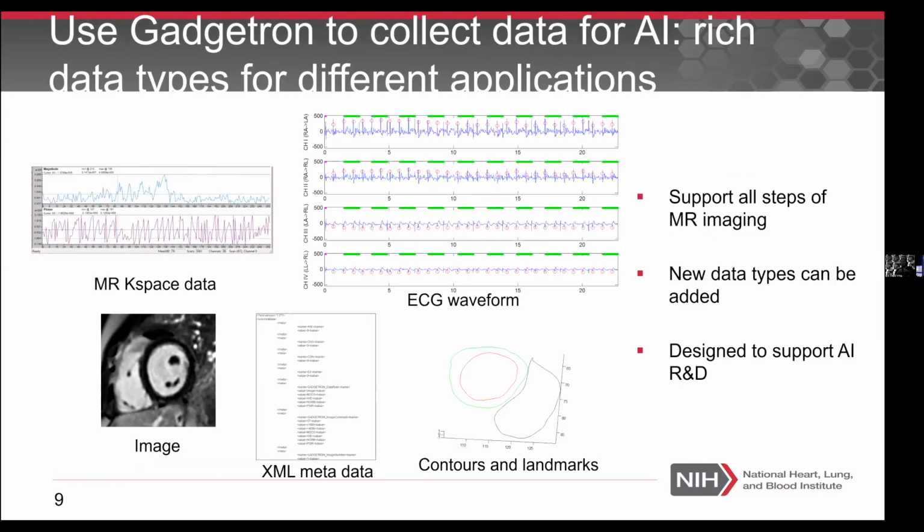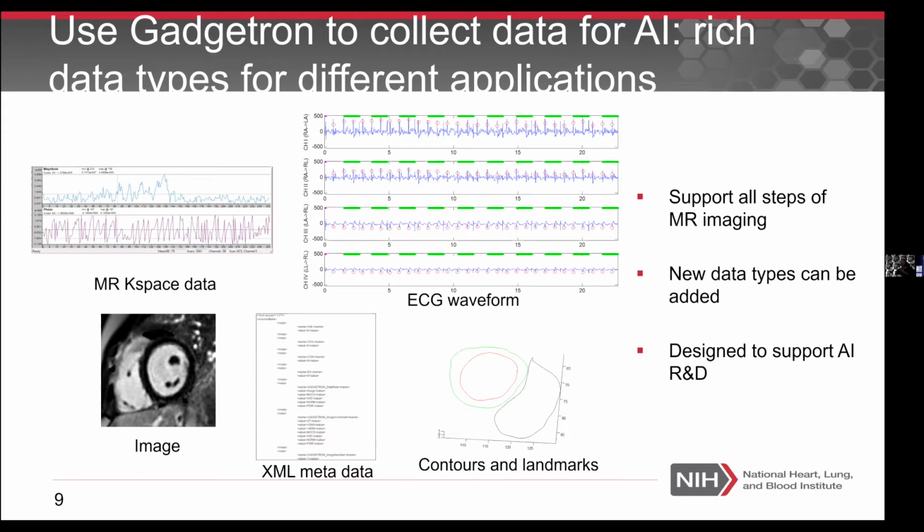Besides the ability to call models, what Gadgetron supports is a rich format of data, because data is a key component here. As we already learned in this course, we can do k-space-based data, imaging, all kinds of waveforms. We can have metadata as XML format. We can have contours, landmarks. Because all these software modules are open source, they can be changed. So if we have newer data formats, for example, there has been lots of discussion to extend waveform, they all can be combined into the data format Gadgetron supports. Then it can finally be fed into the AI.